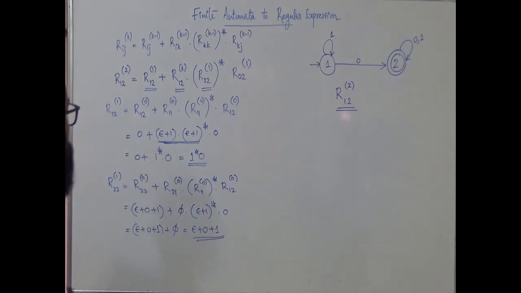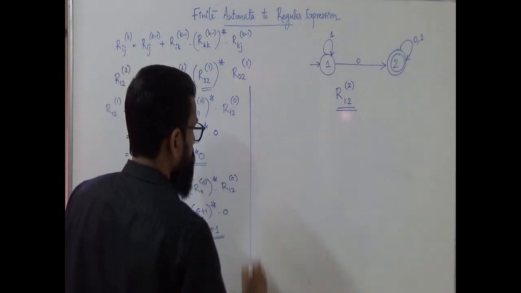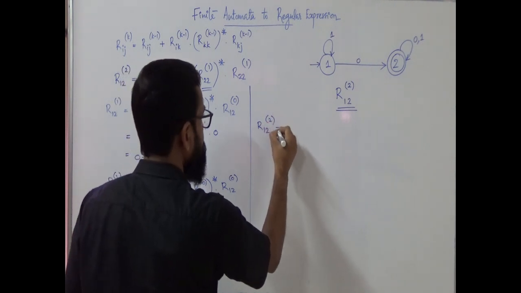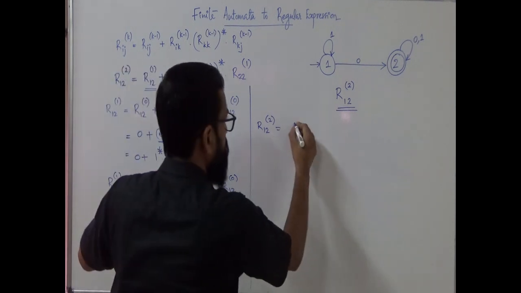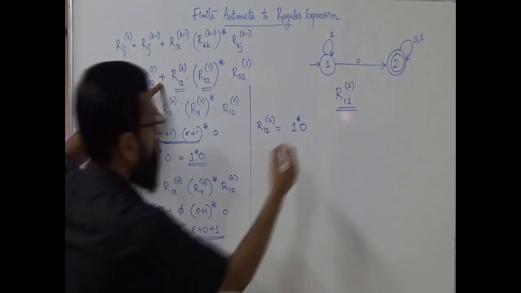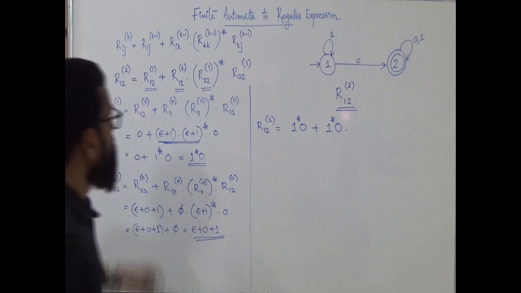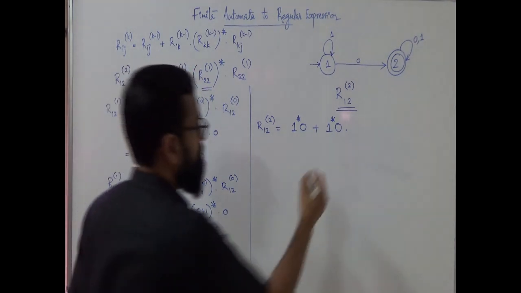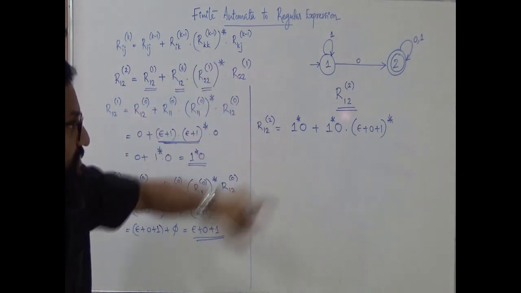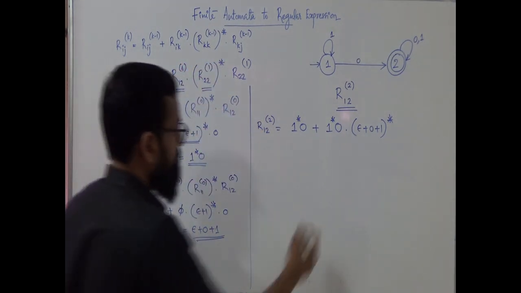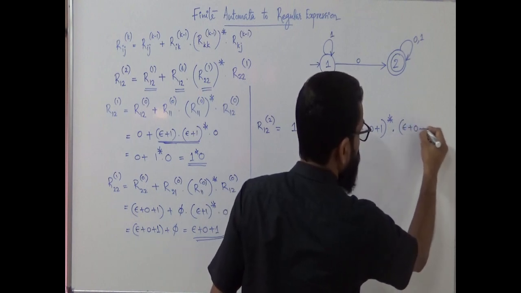Now we can substitute R12^1 and R22^1 in R12^2. So R12^2, as per this equation, is equal to R12^1, which is 1 Kleene closure 0, or R12^1, that is again 1 Kleene closure 0, concatenated with R22^1 Kleene closure, that is epsilon or 0 or 1 Kleene closure, concatenated with again R22^1, which is epsilon or 0 or 1.